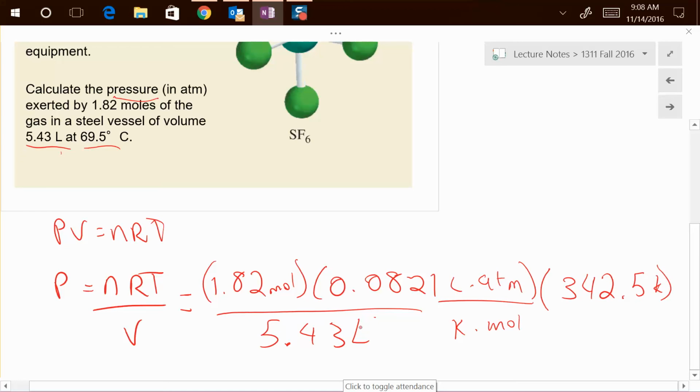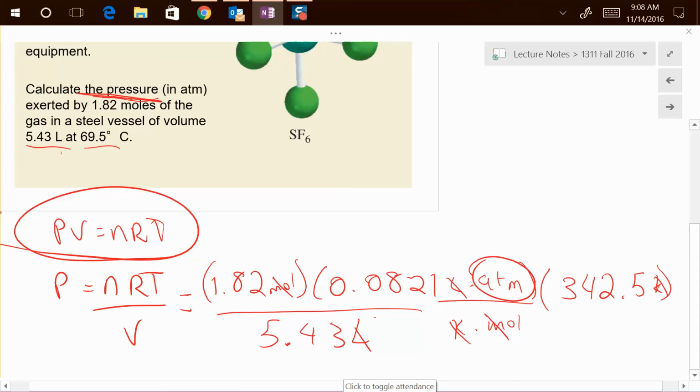Okay. Liters cancel, moles cancel, Kelvin temperature cancels. I'm left with atmospheric pressure. Okay, good. That's what I wanted. So that's how I'd set that up. Hopefully you're starting to see the difference between something that has change in it and something where you're just solving for one parameter within the gas. Here I'm solving for the pressure of this gas, so I'm going to have to use PV equals nRT to do that.